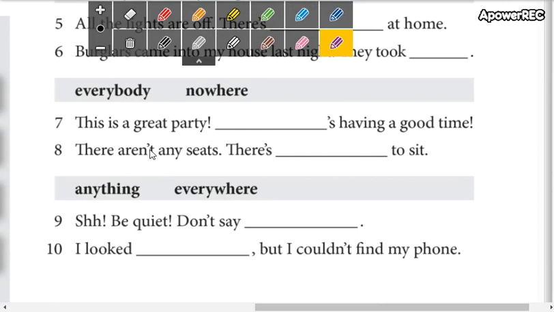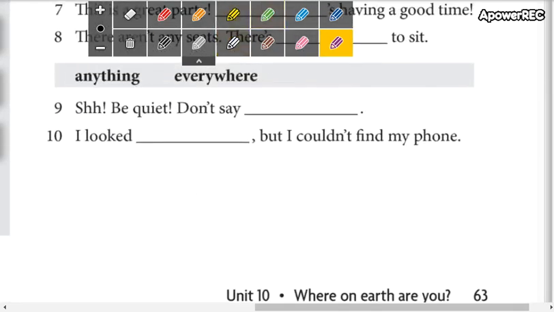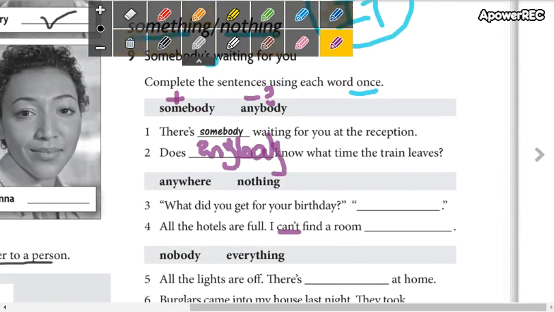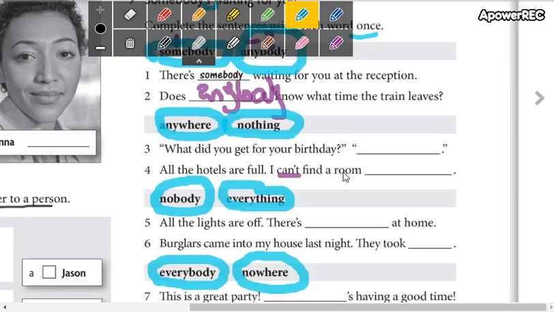Fíjense bien. Anything, everywhere. Dice, shh, be quiet. Don't say negative. Don't say anything. No digas nada. Now, I am going to circle, voy a encerrar en un círculo algunas palabras, voy a hacer una pausa. Ok, ya está. ¿Para qué he encerrado estas palabras?